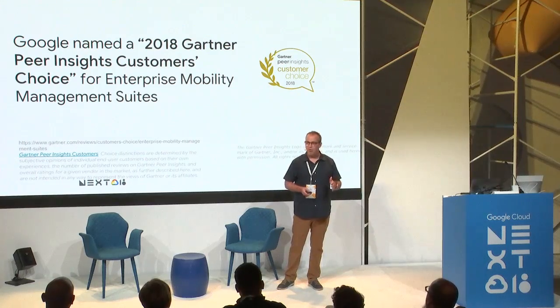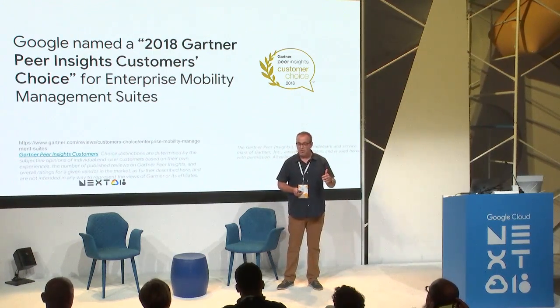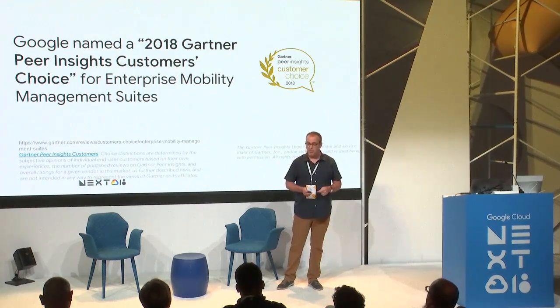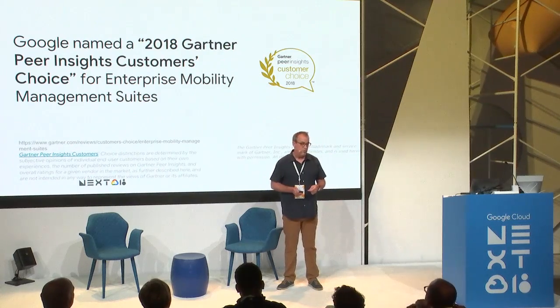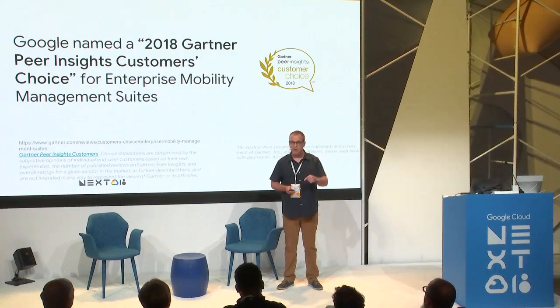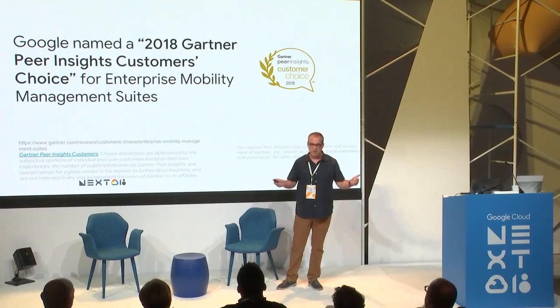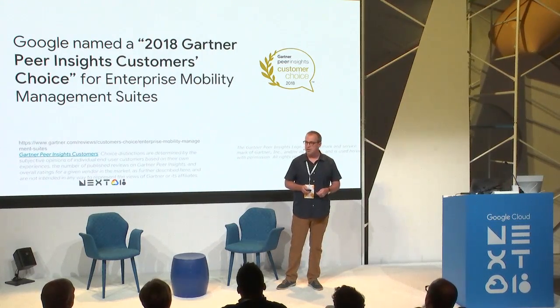So, don't just take my word for it. We've been named a 2018 Gartner Peer Insights Customer Choice for Enterprise Mobility Management Suites. The interesting thing about this is we haven't submitted ourselves to make the Magic Quadrant for this yet, but our customers went to Gartner and said that they love us, that we're simple, and we're easy to use. We're really proud of this award because it came from our customer base proactively going out to Gartner and saying how much they like Google for their mobile management needs.